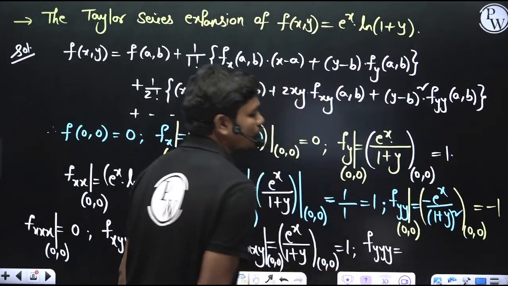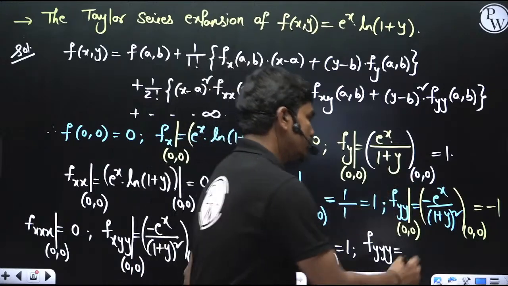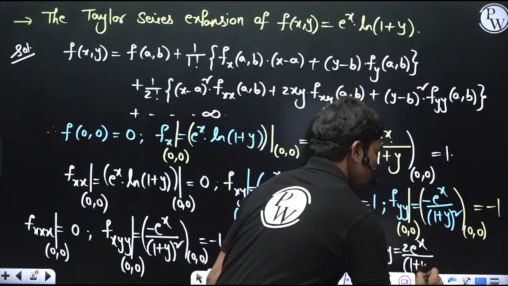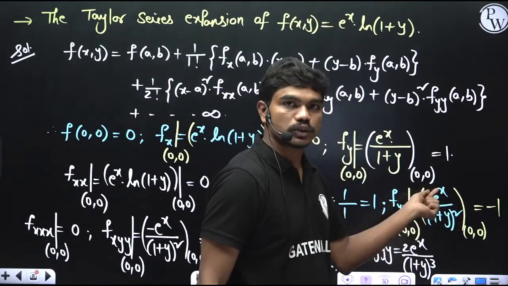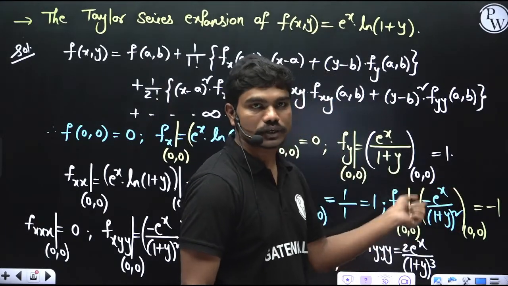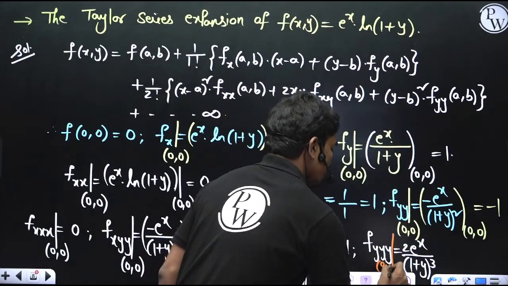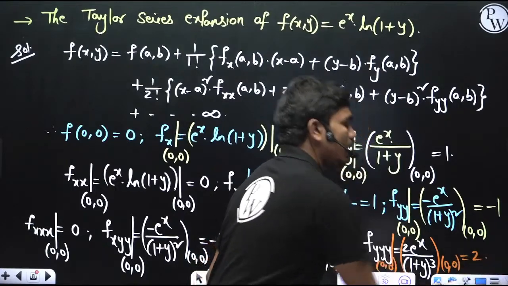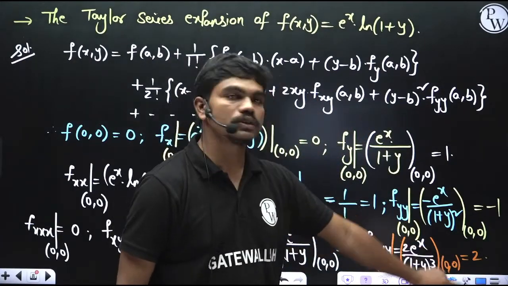And what's going to be fyyy? This is going to be the third derivative with respect to y. If you differentiate this, it's e power x into 2 by (1 + y) whole cube, correct? Because minus into (1 + y) power minus 2 gives minus 2 into (1 + y) power minus 3; the derivatives you can do partially. If you replace the origin in this, the answer is going to be 2 actually, because we are expanding about the point 0 comma 0.